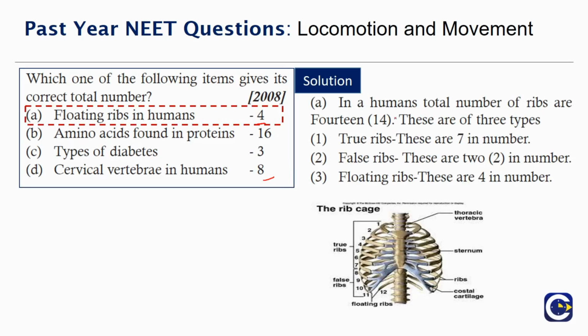In humans, the total number of ribs is 14. There are 3 types of ribs: true ribs that are 7 pairs in number, floating ribs that are 2 pairs, and false ribs that are 3 pairs. Floating ribs are 4 in number, that is 2 pairs. So moving on to the next question.